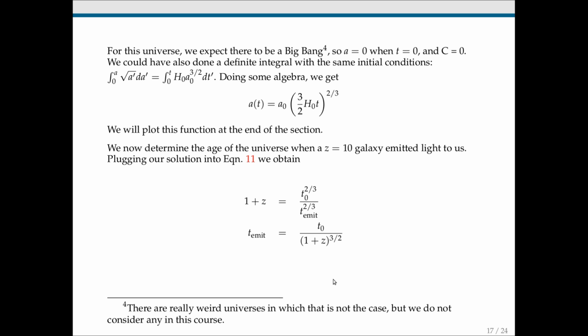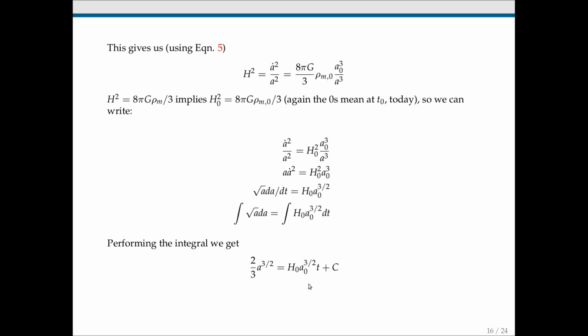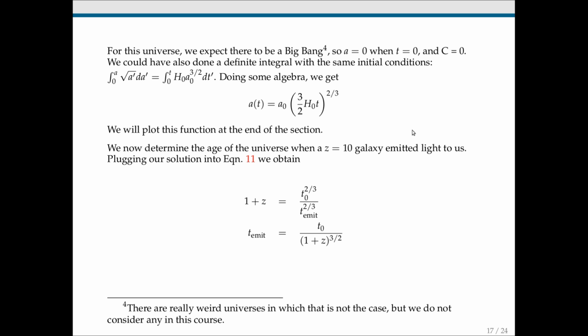We could have also done a definite integral with the same initial conditions. We go from 0 to a of the left-hand side is equal to 0 to t of the right-hand side. These little apostrophes here are just to make these integration variables dummy variables, because technically you're not allowed to do the integral from 0 to a of square root of a dA. It's just not legal to write that. Now, if we do some algebra, we can go from this to this, subbing in c equals 0. We're going to plot this function at the end of this section.